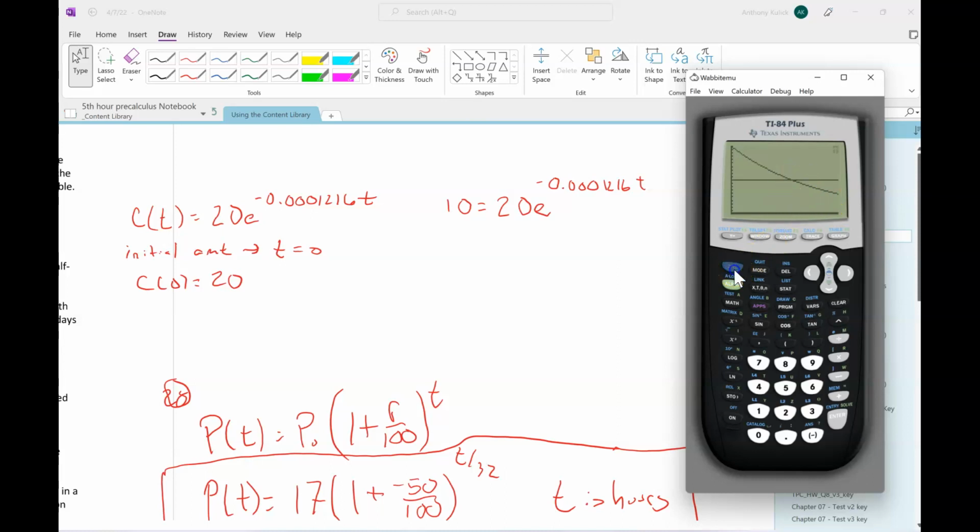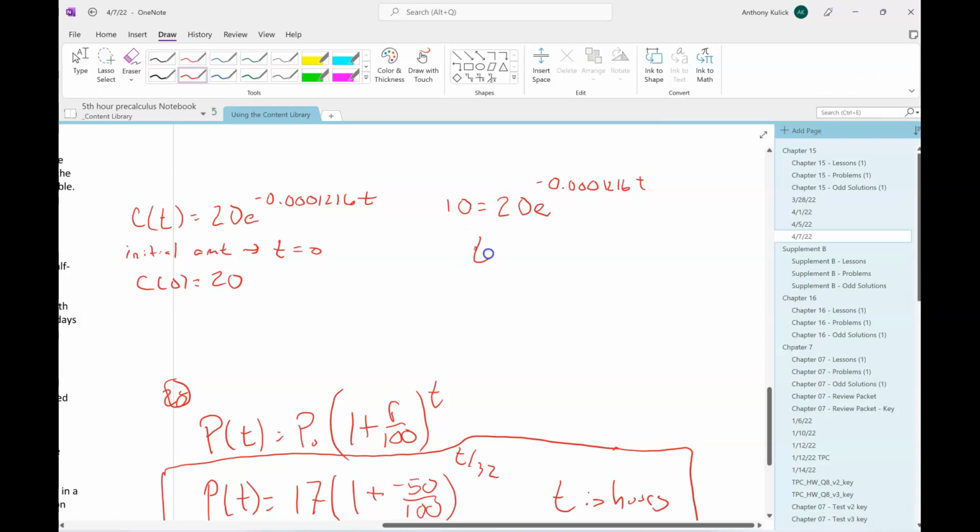So I'm looking for that intersection. Second trace, intersect command. Enter, enter, enter. 5,700 time units. And I think the time unit we had here was yees. Whatever a yees is.